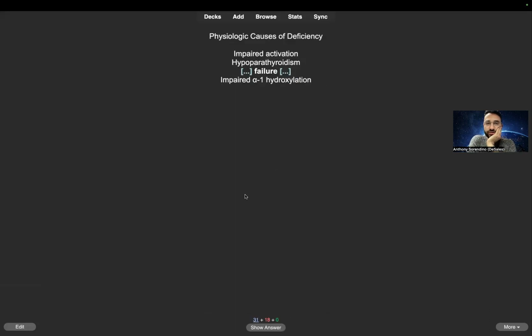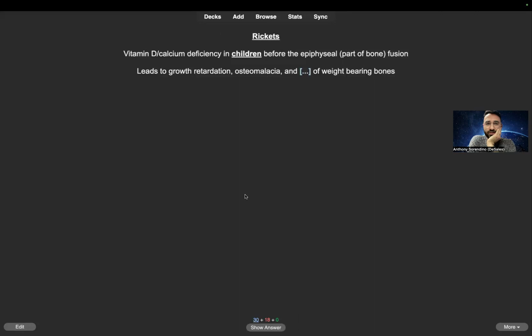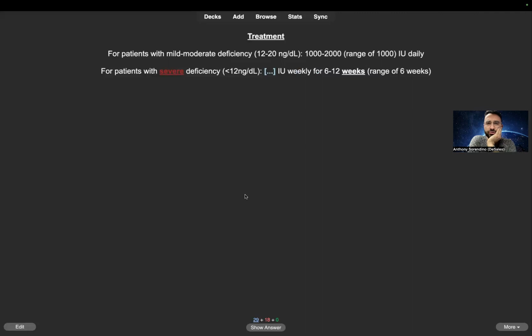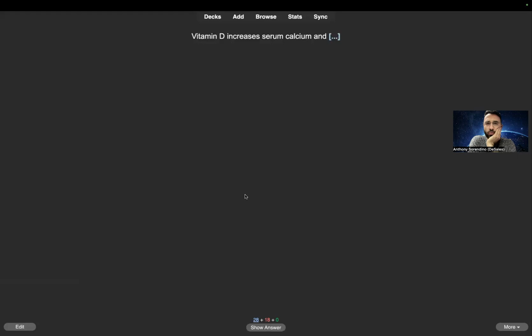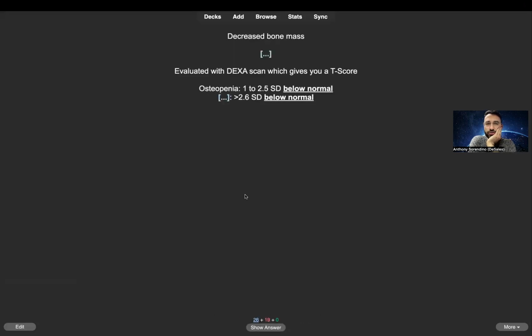Physiologic causes of deficiency, impaired activation, hypoparathyroidism. I would think like liver failure or kidney failure. Yeah, we'll take that. Rickets leads to growth retardation, osteomalacia, and blank of weight-bearing bones. Osteoporosis? Bowing. Sure. Treatment for severe deficiency, 50K. Vitamin D increases serum calcium and what? Phosphorus. Breastfed infants should receive 400 a day starting by 6 months? 2 months. Come on. Decrease bone mass.